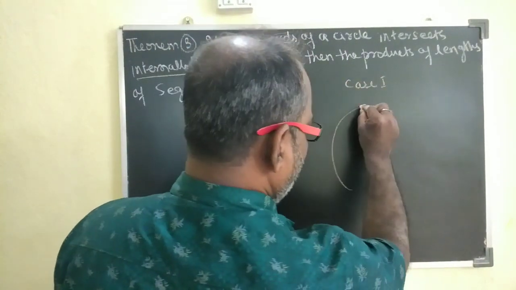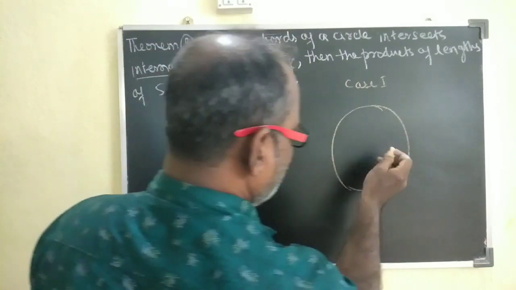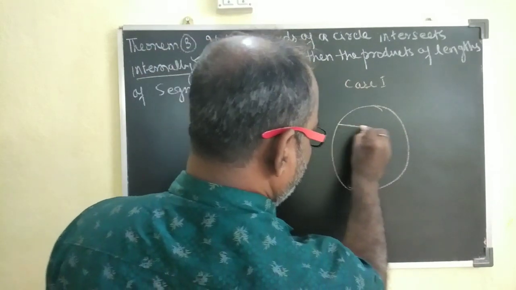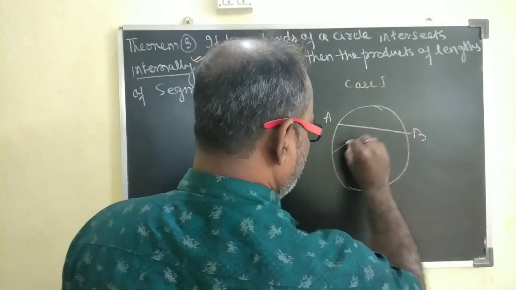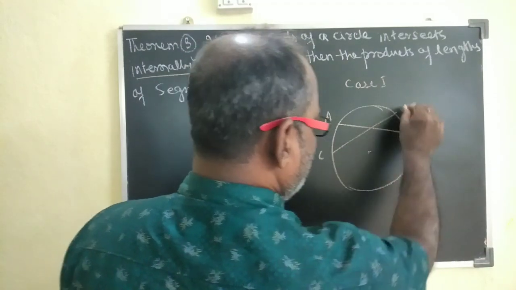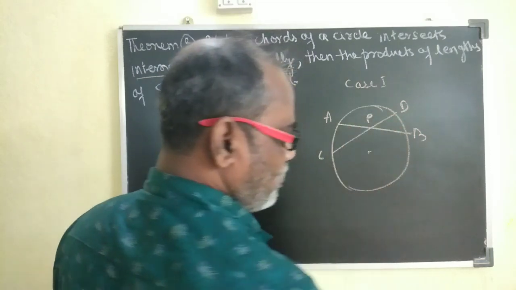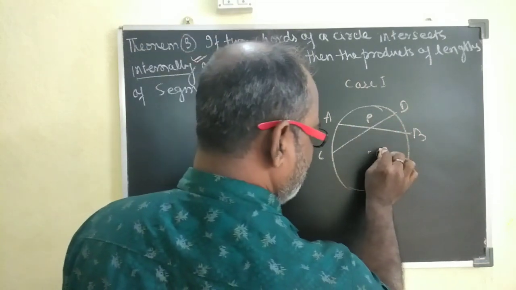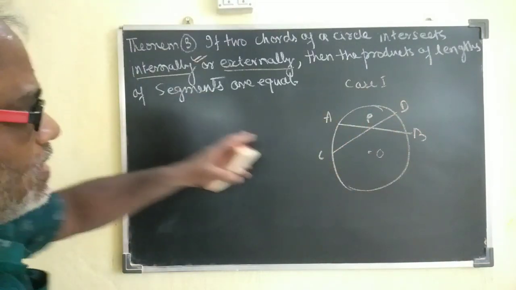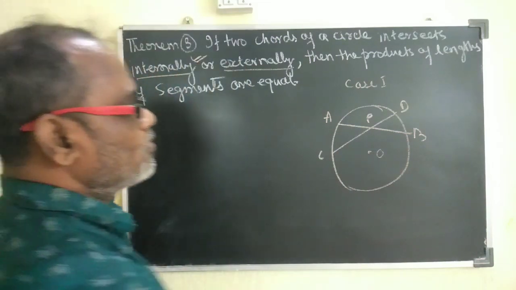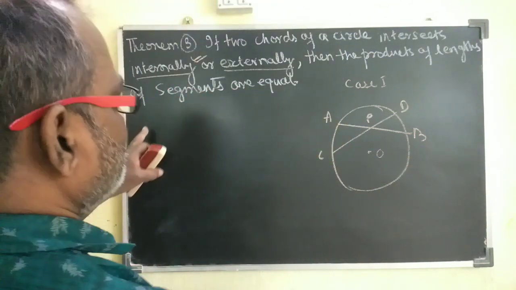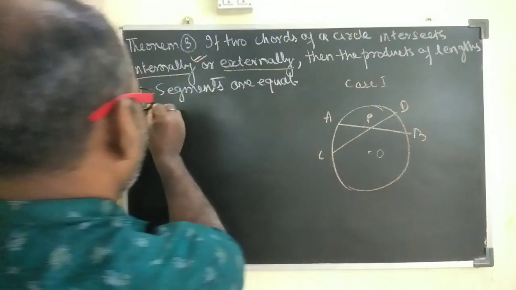Suppose there is a circle with a center. AB is a chord, CD is a chord, this is point P and this is the center O. So these two chords are intersecting internally. What we have to prove is that the product of the lengths of the segments are equal.